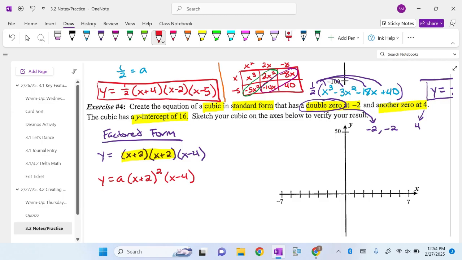So you may see double roots. You may see triple roots. All that means is count that root that many times. All right? That's basically all that means. So double zero, you're counting that -2 twice. If it was a triple zero, you'd be counting it 3 times.